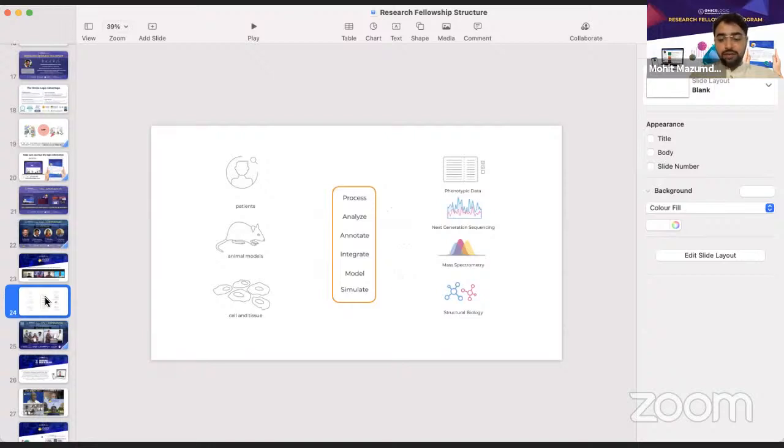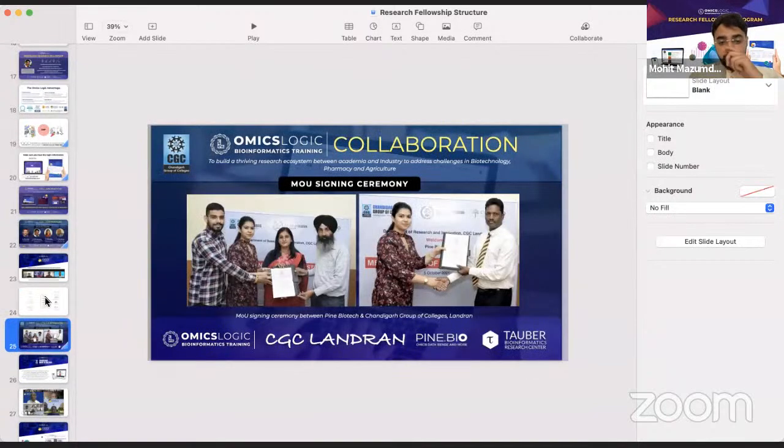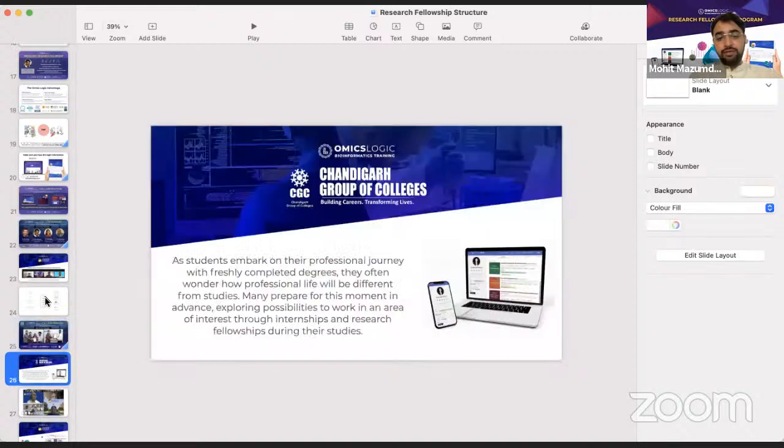So similarly, we have a collaboration done with CGC Landran, Chandigarh. And then we have launched the research fellowship program for the students there. And there also we are working with the Departments of Biotechnology, Microbiology, and Pharmacy to help students develop research projects in those areas and work through these different resources. And that all starts from the basic training.